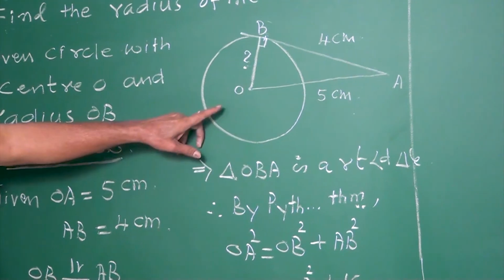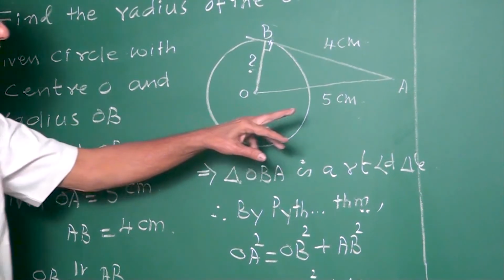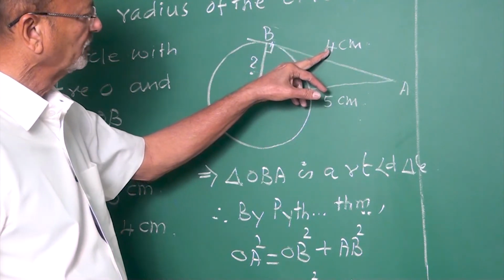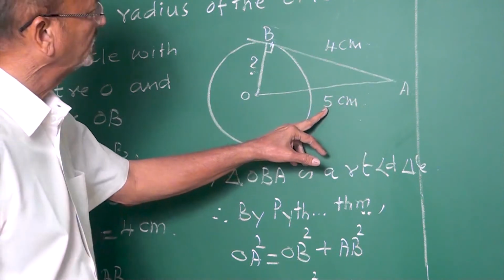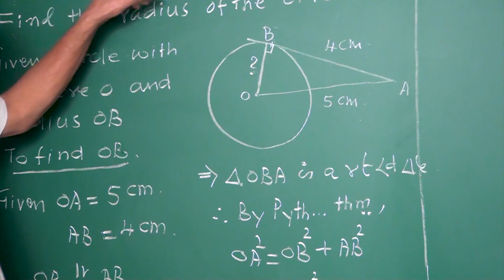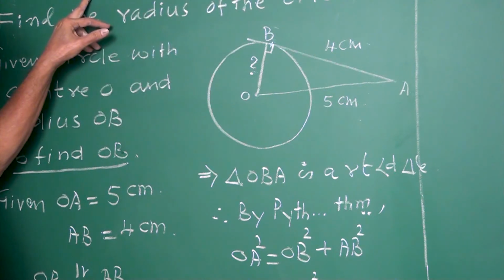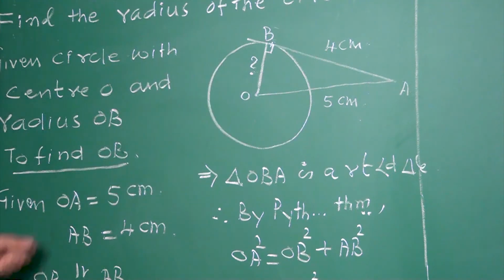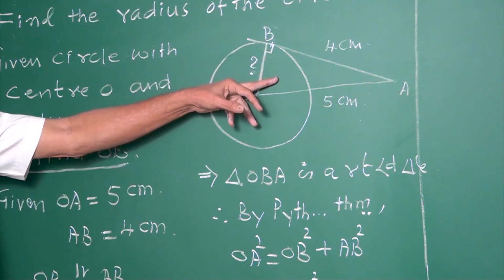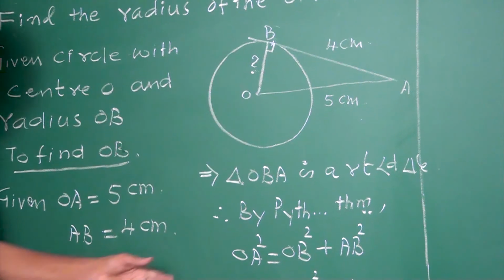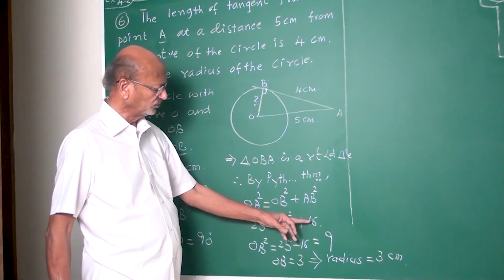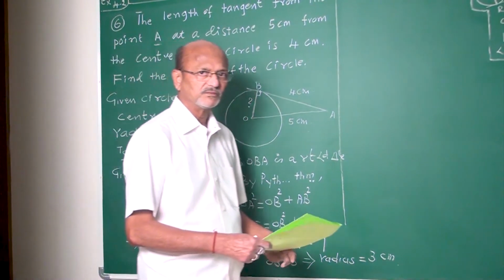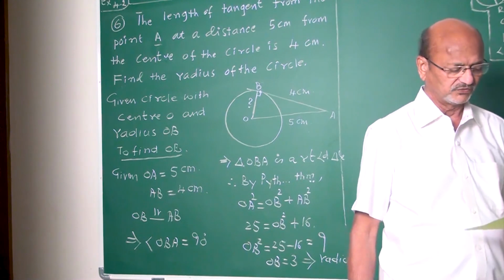Yes, my friends. It is a given circle with center O. Length of the tangent from A to the circle is 4, and A is at a distance 5 centimeters from the center. Center means O. Then OA is 5. You want to find what is OB. Given a right angle triangle, Pythagoras theorem. Substitute the values. OB is 3. Radius of the circle is 3 centimeters.